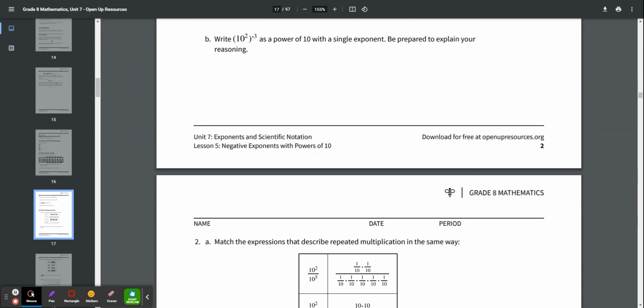Next one, right? 10 to the second raised to the negative third is a power of 10 with a single exponent. Be prepared to explain your reasoning. This is where life gets really easy with the exponent rules.